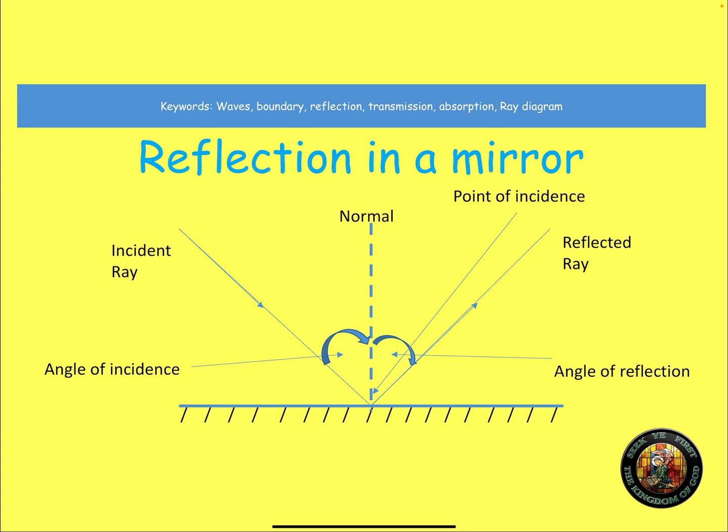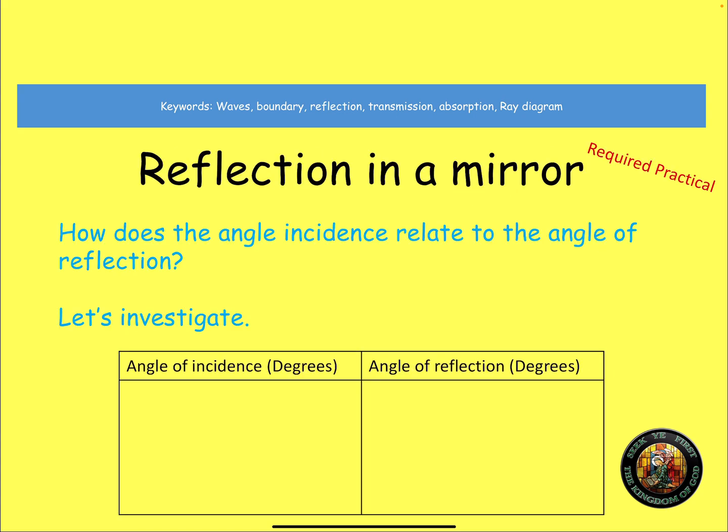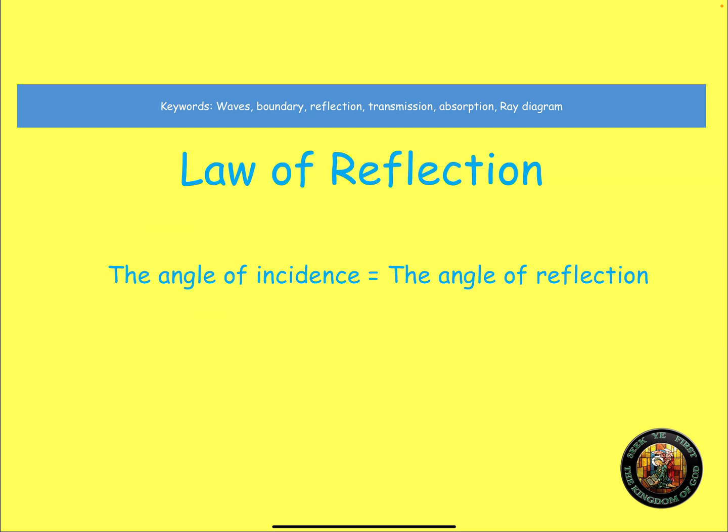You'll have noticed something about the angle of incidence and angle of reflection. Now, this will be one of your required practicals. And when you do, how does the angle of incidence relate to the angle of reflection? Well, when you've investigated, what you should find is this. The angle of incidence equals the angle of reflection. And that's the law of reflection. You need to learn that.